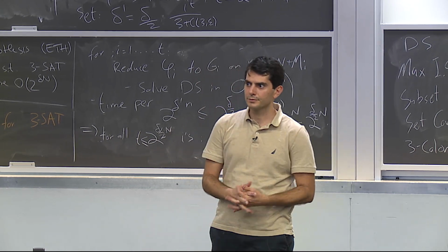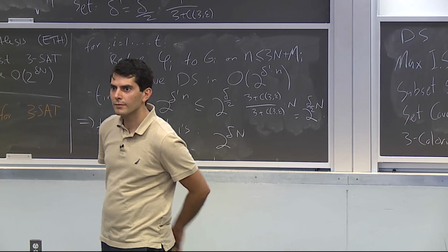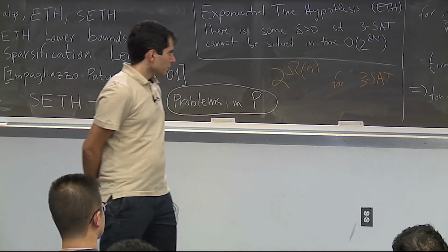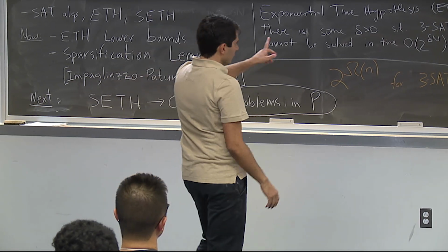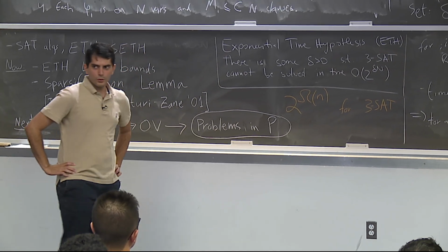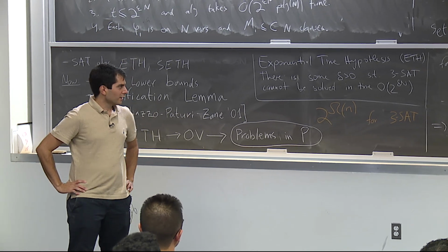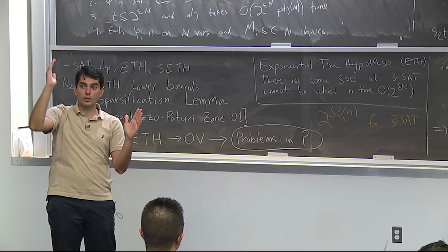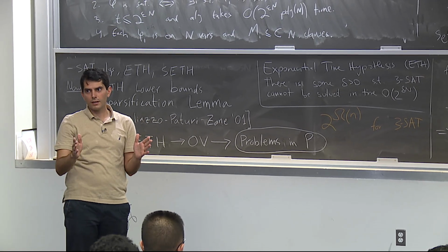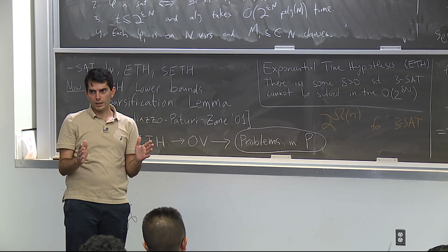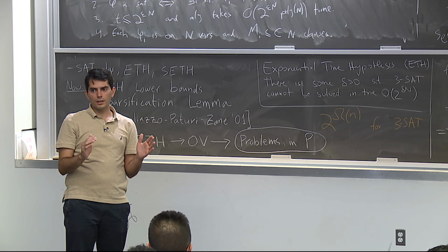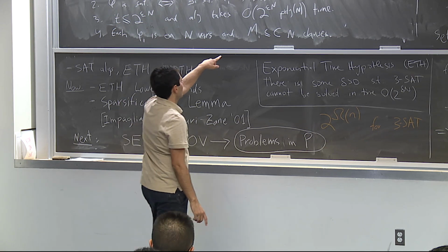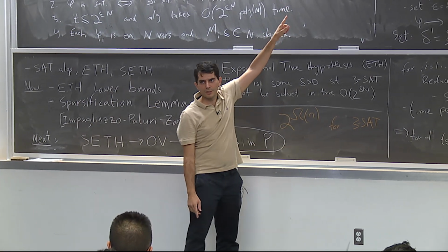Just to spell it out, why does it not work with SETH? Great question. With SETH, I've deleted the definition, but the conjecture is about k growing. It's not talking about any fixed k. In fact, for any fixed k, we do have a better than 2 to the n algorithm. So you really have to say k is growing, and then you go to this sparsification thing, and k is growing. So then c is growing.